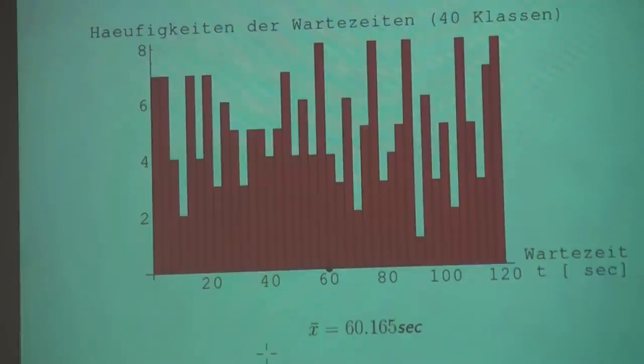And again, I showed you last time when you display such statistical results, then typically you take such little buckets where you put in all your measurements. So here we had 40 such classes. Yeah? So that means this is from 0 to 3 seconds, 3 to 6 seconds, and so on. So I had to wait between 0 and 3 seconds 7 times. Yeah? And between 3 and 6 seconds 7 times, and so on. So that's the distribution I observed.